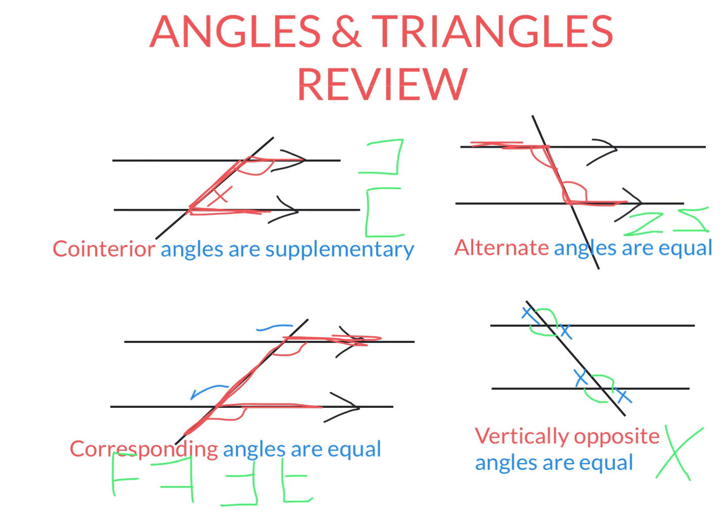So whereas co-interior, alternate, and corresponding angles require parallel lines to be supplementary or equal, vertically opposite angles are equal regardless of whether or not the lines are parallel. So vertically opposite angles make an X shape. So these two are vertically opposite, as are these two. These two green ones are vertically opposite, as are these two.